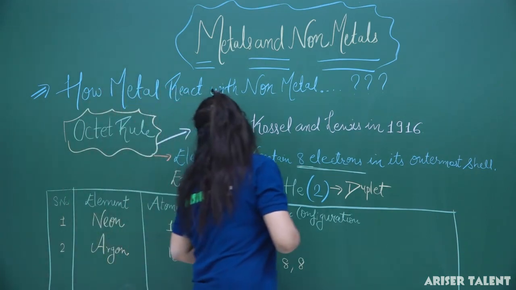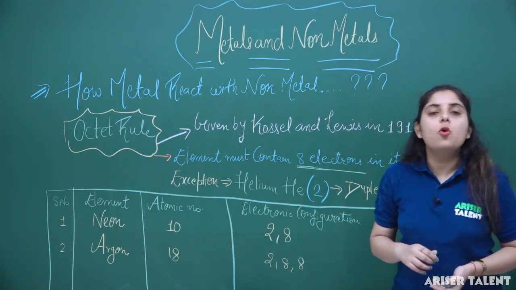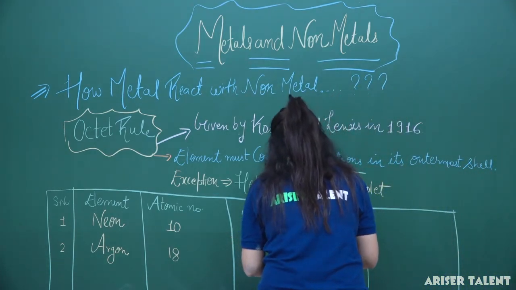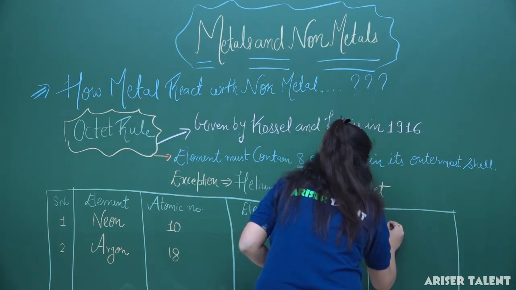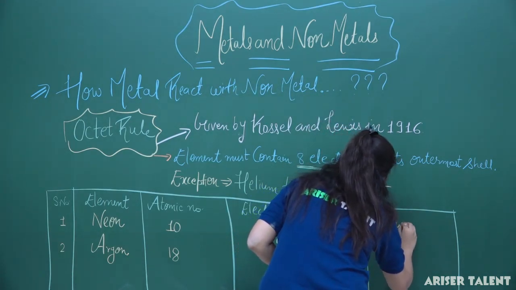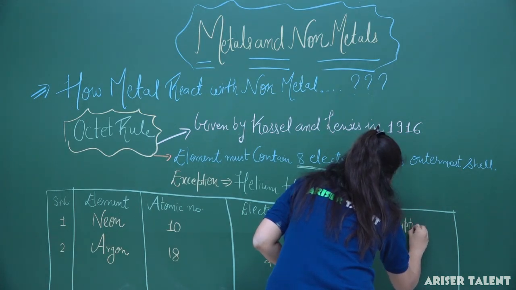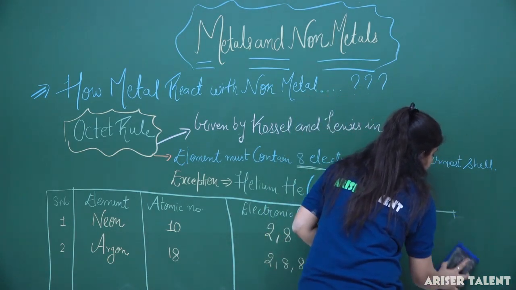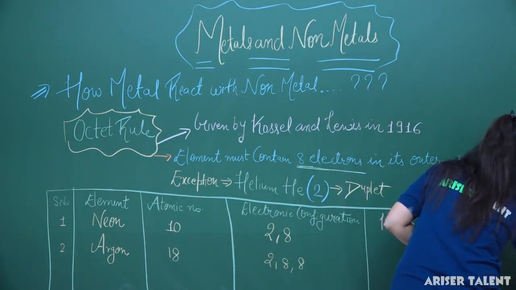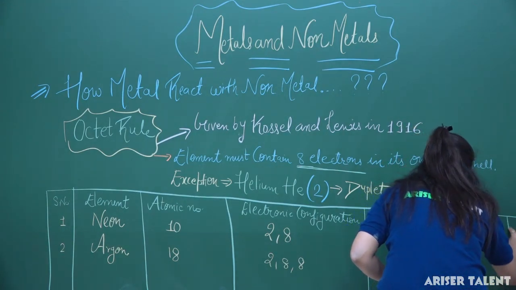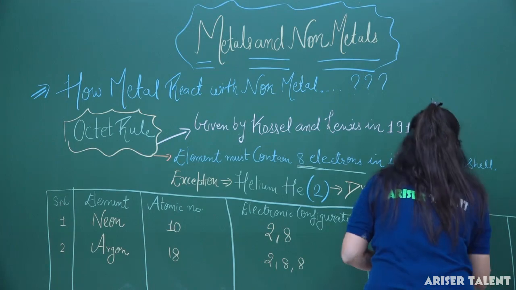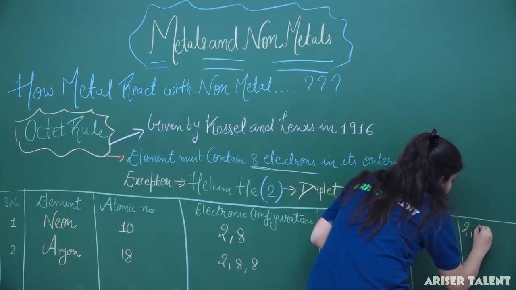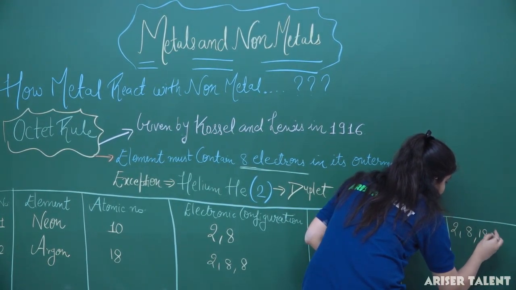Now we have our next element, krypton, which is also an inert gas. The third element is krypton. Krypton has atomic number 26 and its electronic configuration is generally 2, 8, 18.